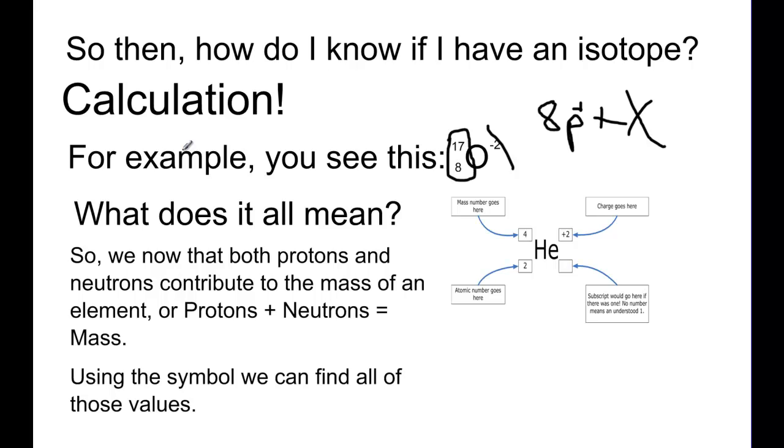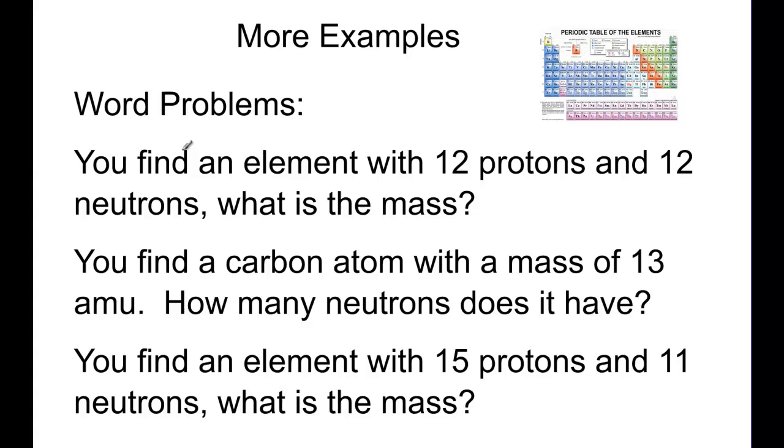And we do not know how many neutrons we have, so we're going to put an X for neutrons. And that's going to equal our mass, which in this case is 17. So 8 plus X equals 17. We can solve that very quickly, and we find that 9 equals X. So we have 9 neutrons. We use the little symbol here for neutrons, which is an N with a 0 for 0 charge. So we have 9 neutrons. Very, very simple.